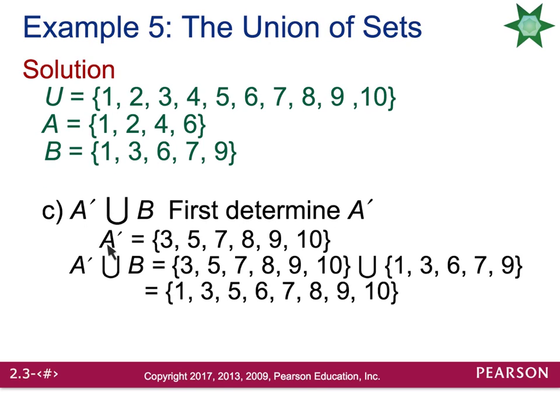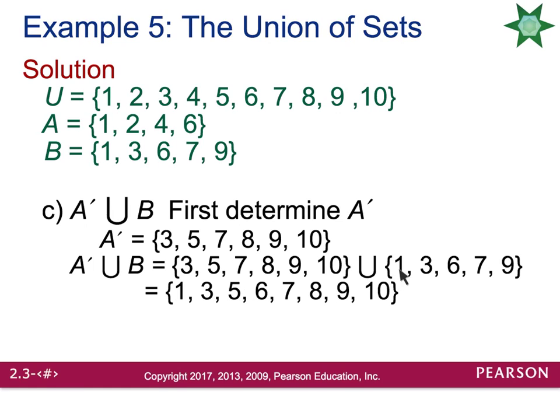Okay, for part C of this example, we're taking A complement union B. So we have to find A complement first. Since A is {1, 2, 4, 6}, A complement is going to be all the other numbers from 1 to 10. So 3, 5, 7, 8, 9, and 10. Okay, and then we're going to take that set, A complement, and throw it together with B, the union.